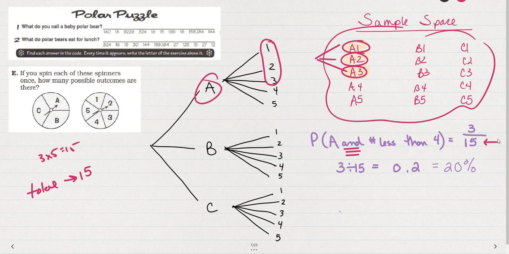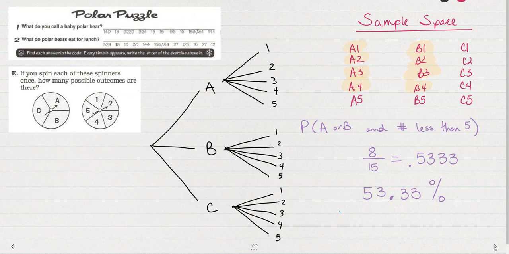And if we want to change this to a percent, we'd first change it to a decimal, 3 divided by 15. And the directions say that when necessary, round to 4 decimal places. This one doesn't need to be rounded because it terminates at 0.2. But then we need to write that as a percent, so multiply by 100 to get 20%.